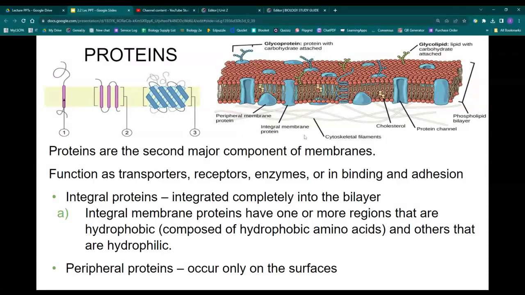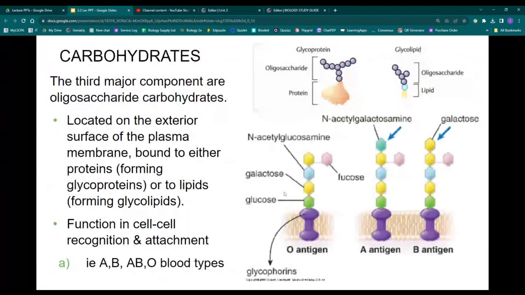They can do different jobs. For instance, this looks like a channel protein or a carrier protein. This one looks like maybe some kind of signal receptor. They do different jobs within the cell membrane. And remember, the fluid mosaic model states that they can kind of move around a little bit. Then we have something called a peripheral protein, which means it only occurs on one or the other surface. It won't cross the entire phospholipid bilayer. It will just be sitting on top.